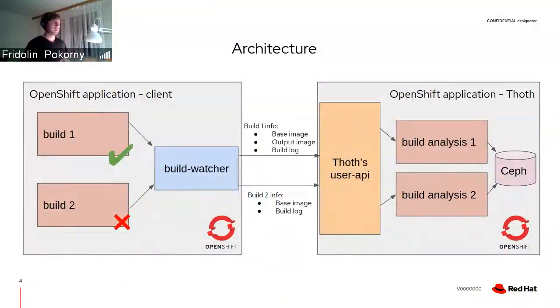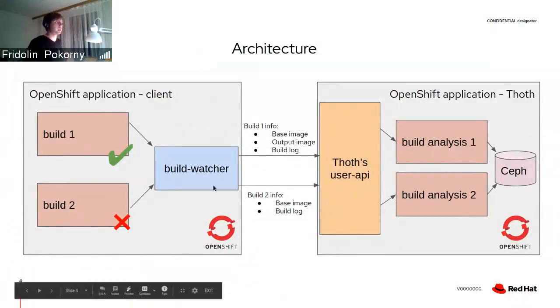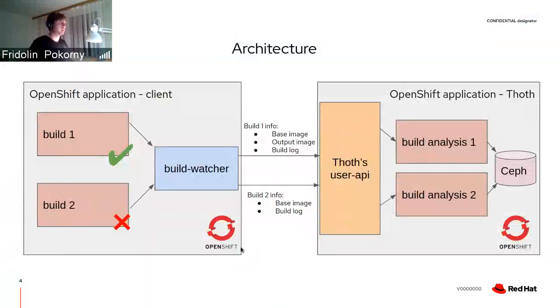If we take a look at the architecture, you can see on the left-hand side an OpenShift application that is basically a client application, or the user's application, the user of Thoth. And here you can see that Build Watcher was deployed into the namespace, and there were two builds called Build 1 and Build 2. Build Watcher automatically detects that these two builds happened inside the cluster and extracts relevant information.